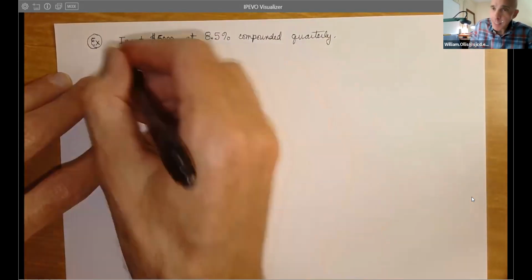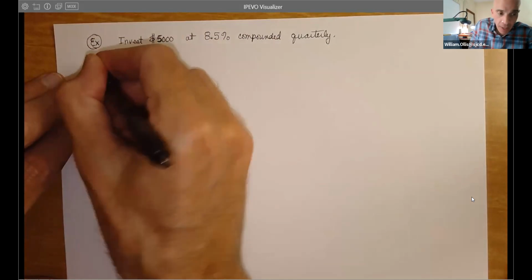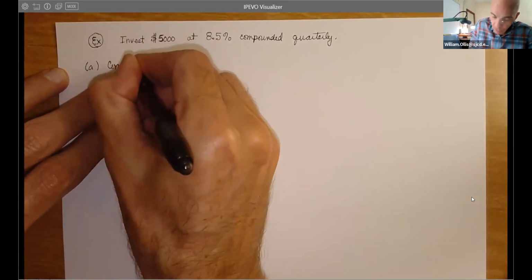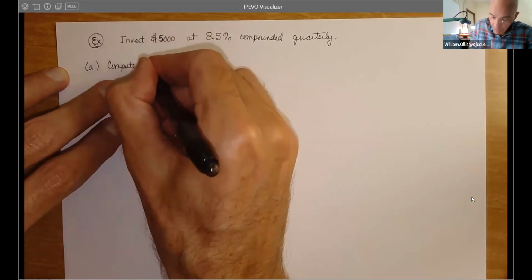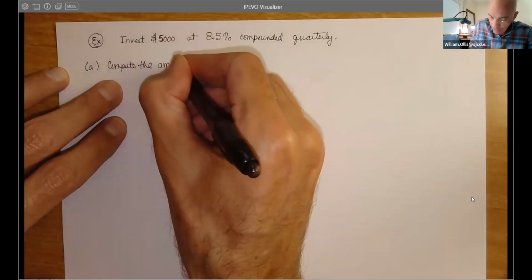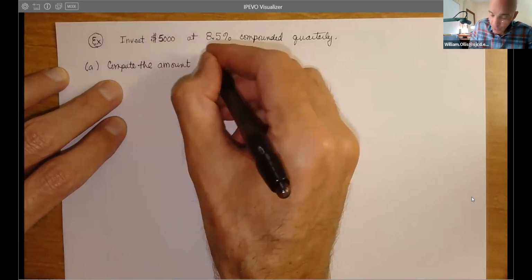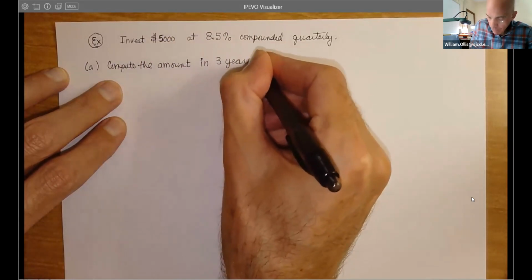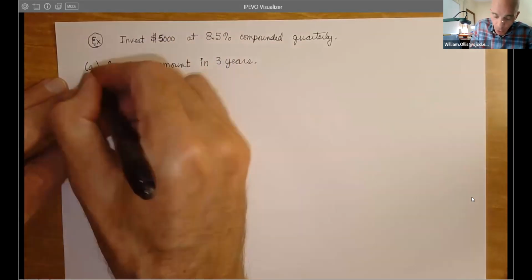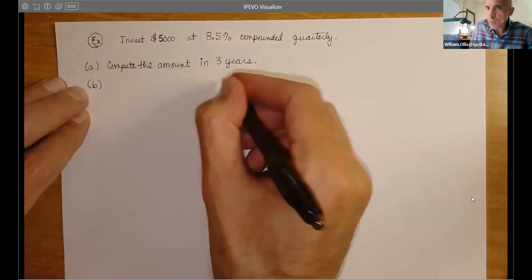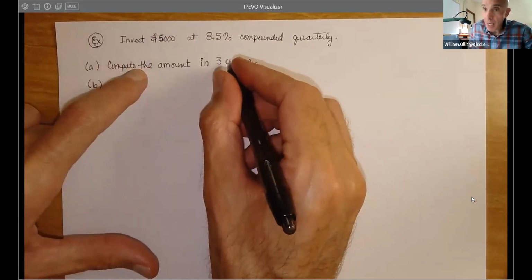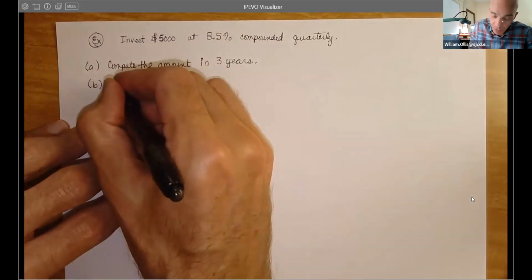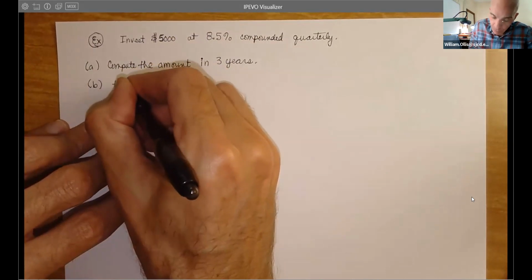And here's what WebAssign asks you to do. A, compute the amount in 3 years. And then part B, again, we know how to do this from the last class, but we're going to use part A to solve part B. And then we want the time to triple.